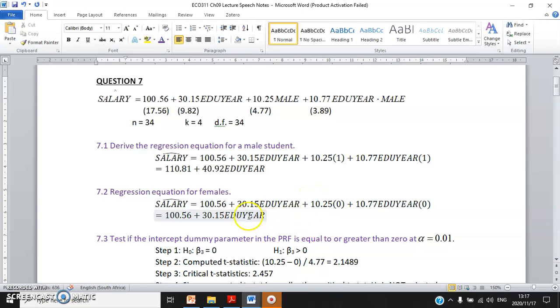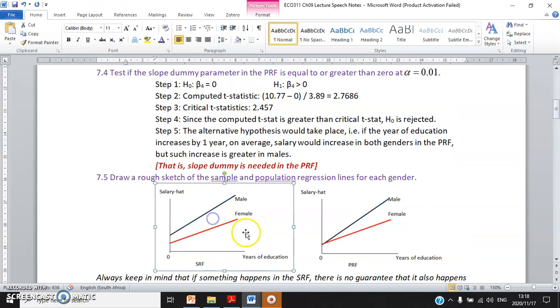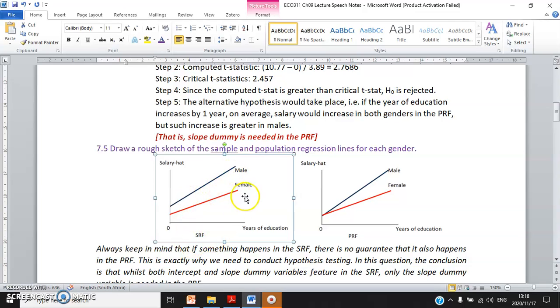So this is 7.1. And then 7.2, derive the sample regression function for the female. Then you can see the male intercept dummy equals 0. And then for the slope dummy, it will give you 10.77 times edged year times 0. So these two terms fall away. This is why for the female, you will have a smaller constant compared with the male, and then a flatter slope. And then actually the graphical illustration for the sample regression function is as follows. The female sample regression function has a smaller constant and flatter slope.